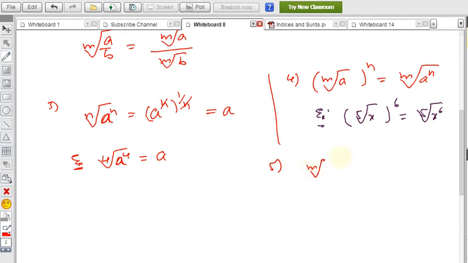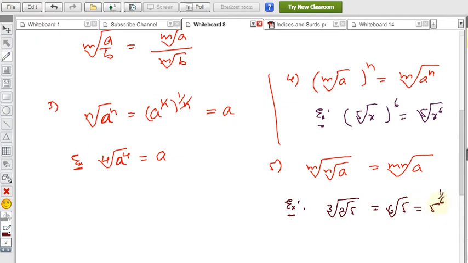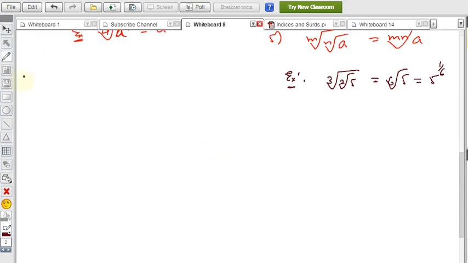Next one, the combination of roots: mth root of nth root of a means m into n th root of a. I'll give you one example: cube root of square root of 5. So 3 into 2 is the 6th root of 5, that is 5 to the power 1 by 6. So these are the rules in surds. Now we'll see one more rule with the conjugate.